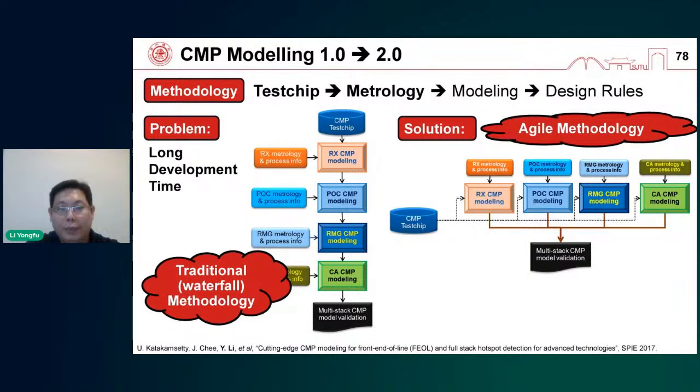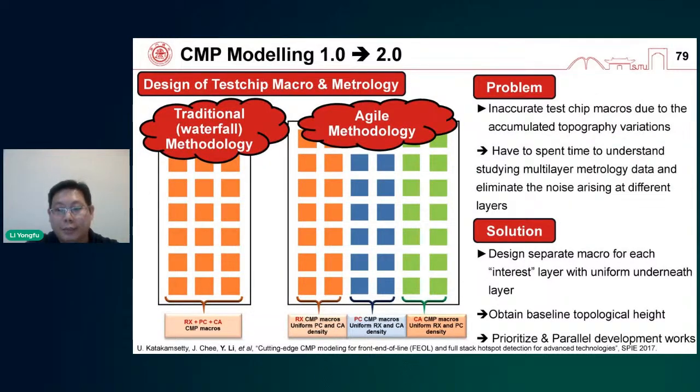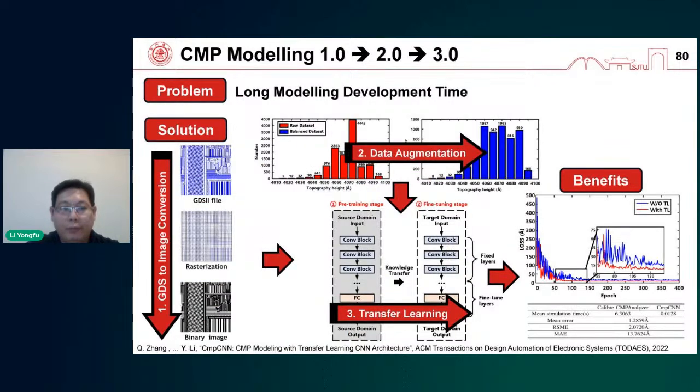These are ways that we can incorporate different methodologies of data sampling, metrology collection, and test strip designs. You can see CMP has developed from very simple, traditional layer-by-layer waterfall collections to a single layer using a much bigger silicon space to speed up the development flow. And over here, when I came back to academia, I went beyond that to look into how we can use deep learning.